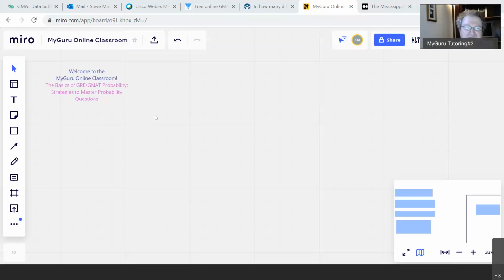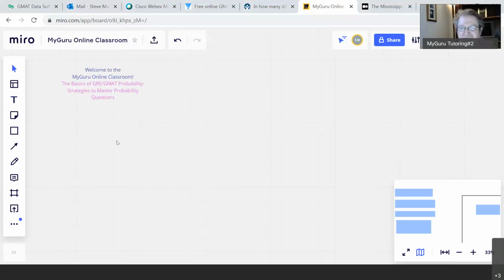All right, so here's the thing. We're going to, first of all, look at some general high-level strategies. I'm going to tailor this both to the GRE and the GMAT, but a little bit more to the GMAT, since a couple of you are focused on that one. So here's the thing about probability.